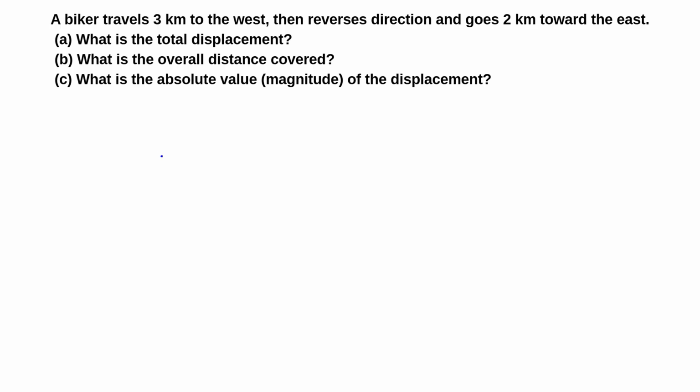It's about distance and displacement, and it says that a biker travels 3 kilometers west, then reverses. As you see, reverses, many people don't know what that is. Reverses means to go back from where you are, right? So if you're going this way and then you reverse, it means the opposite, okay? So this is just for you to understand the meaning. Reverses direction and goes 2 kilometers towards the east.